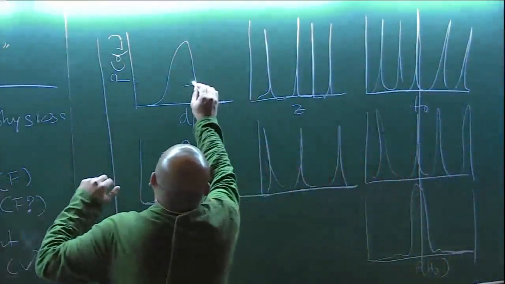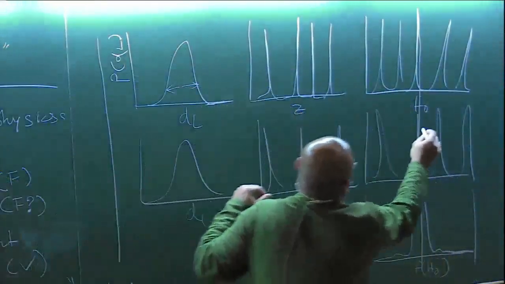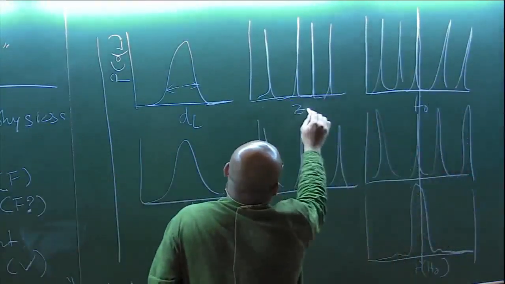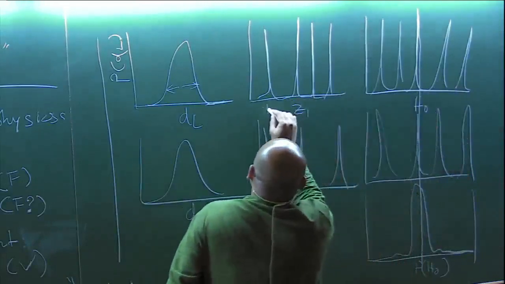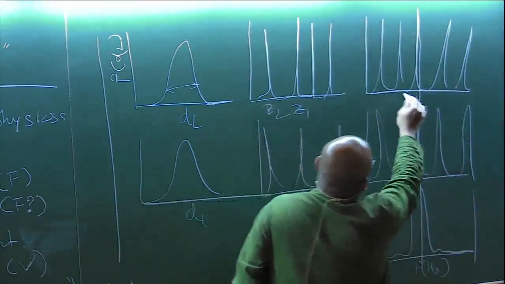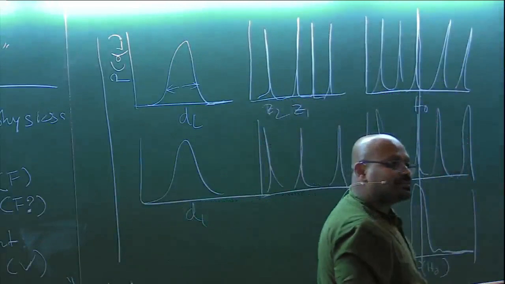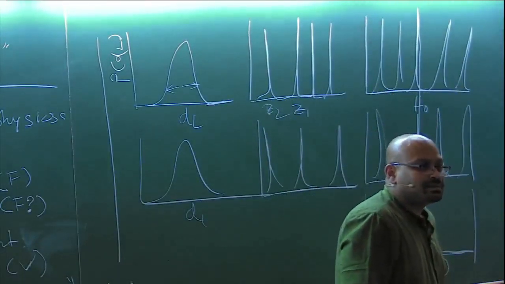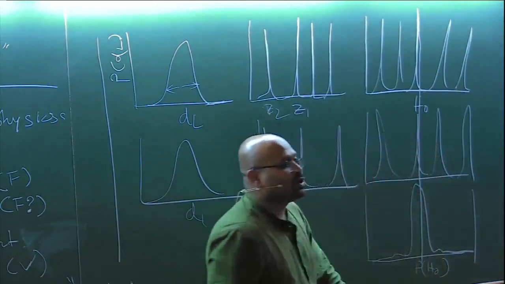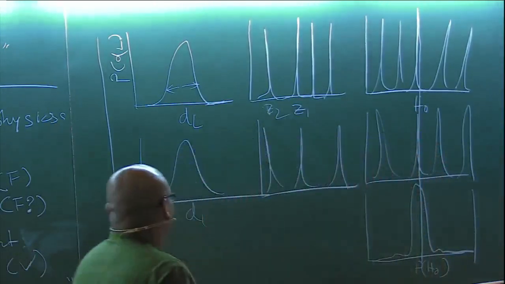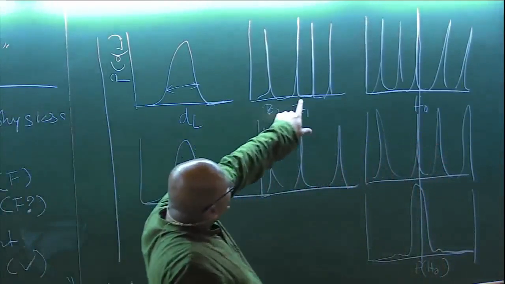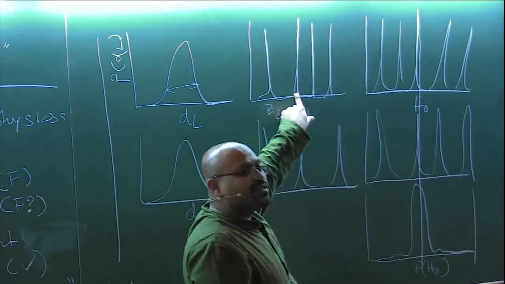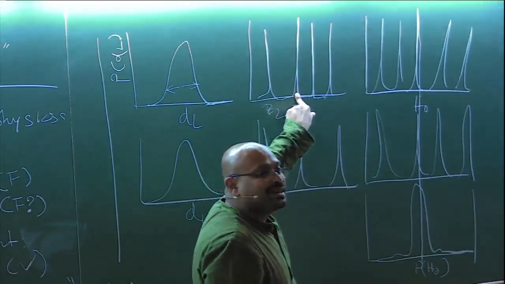Because of this spread here and this tiny spread there, you get a small spread. If you have a different z, if you have a z1, you get a value of H naught. If you have a different z2, you get a different H naught. So these are the redshifts of the possible host galaxies.